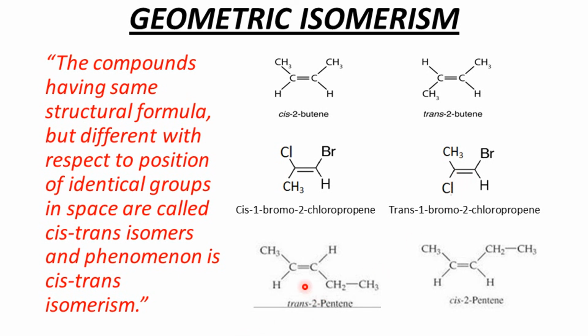Okay, now this is again in the case of pentene, 1, 2, 3, 4 and 5. Here at carbon number 2 we have a double bond, so this is 2-pentene. Because the methyl and ethyl groups, which are alkyl groups, are present in opposite directions, and if you say hydrogen and hydrogen both are identical, they are at opposite positions to each other, at an angle of 180 degrees, they will be said to be trans-2-pentene, and this is called cis-2-pentene.